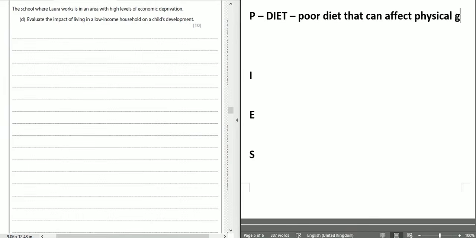Now, again, I'm not going to cover all of them explicitly. We're evaluating here, but in terms of physical development, you might want to think about diets. So obviously low income equals poor diets, and that affects physical growth of children's bodies. So that's one point that we could think about. What I also thought about from watching documentaries and stuff, my class is obviously economically deprived, diet is poor, obviously housing conditions.